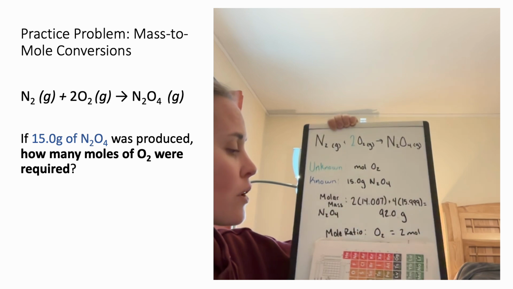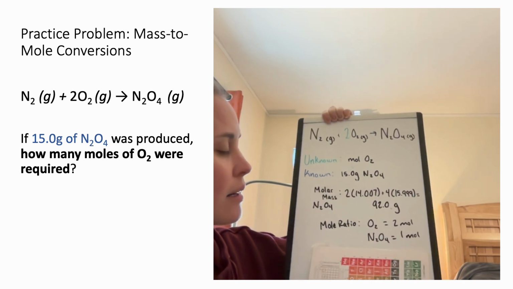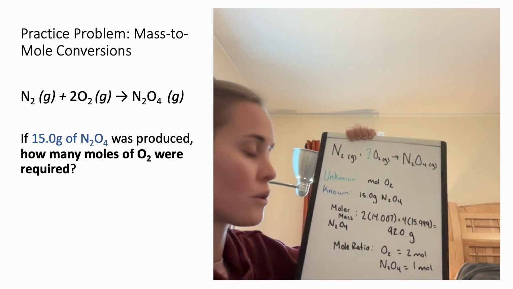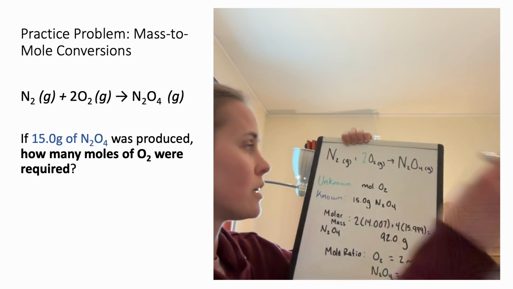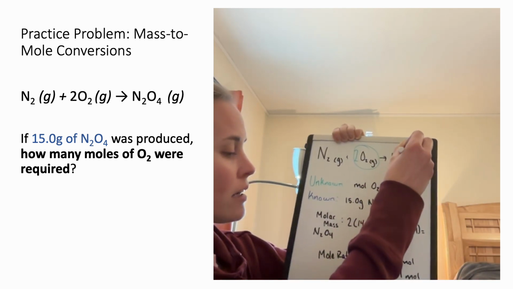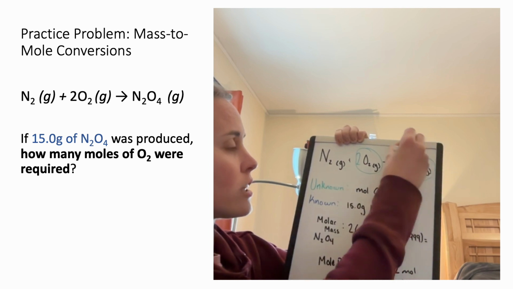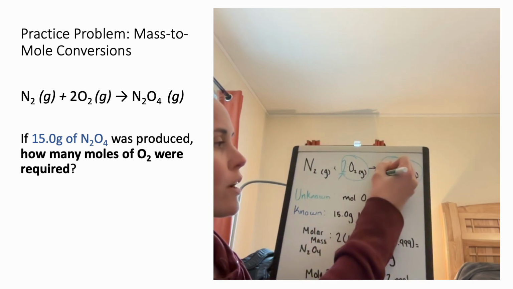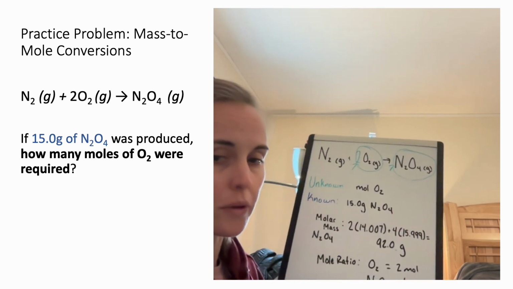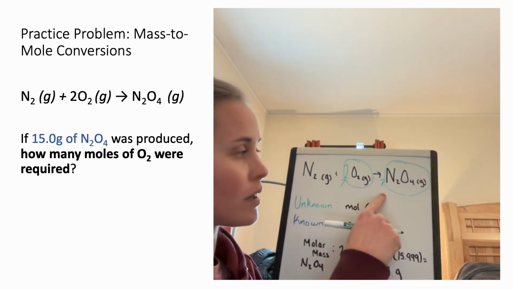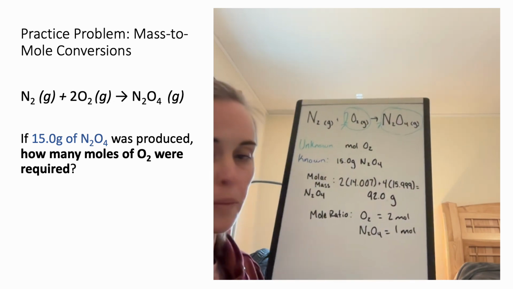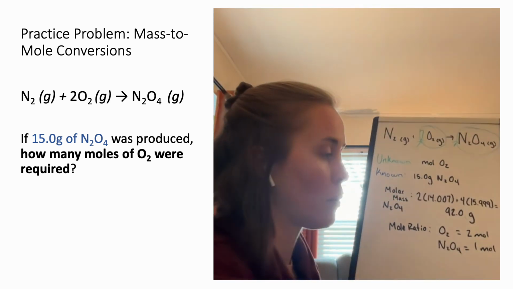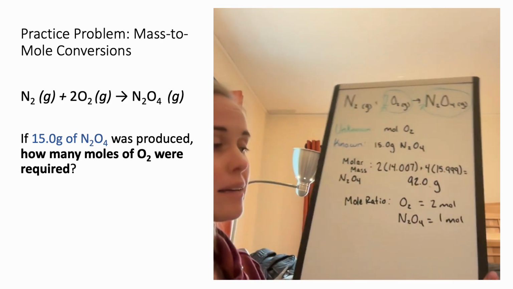And then you also know what your molar ratio is, which is the coefficients that you got from your equation. So how I figured these out is, I looked at my equation, I found oxygen and dinitrogen tetroxide, and I looked specifically at the coefficients in front, the number that's in front of the element or the compound. So I have 2 in front of O2, and there's an invisible 1 in front of that. So my molar ratio is O2 has 2 and N2O4 has 1. So now I can set up my problem.